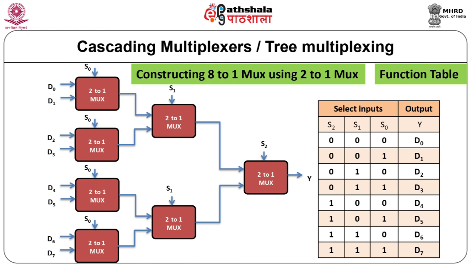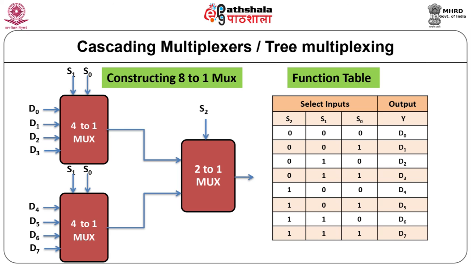When the last multiplexer input S2 is 0, one of the upper 4 inputs will be allowed to transfer to the output, and when S2 is 1, it transfers the lower 4-to-1 multiplexer output to the final 8-to-1 multiplexer output. This is the way we can construct an 8-to-1 multiplexer.